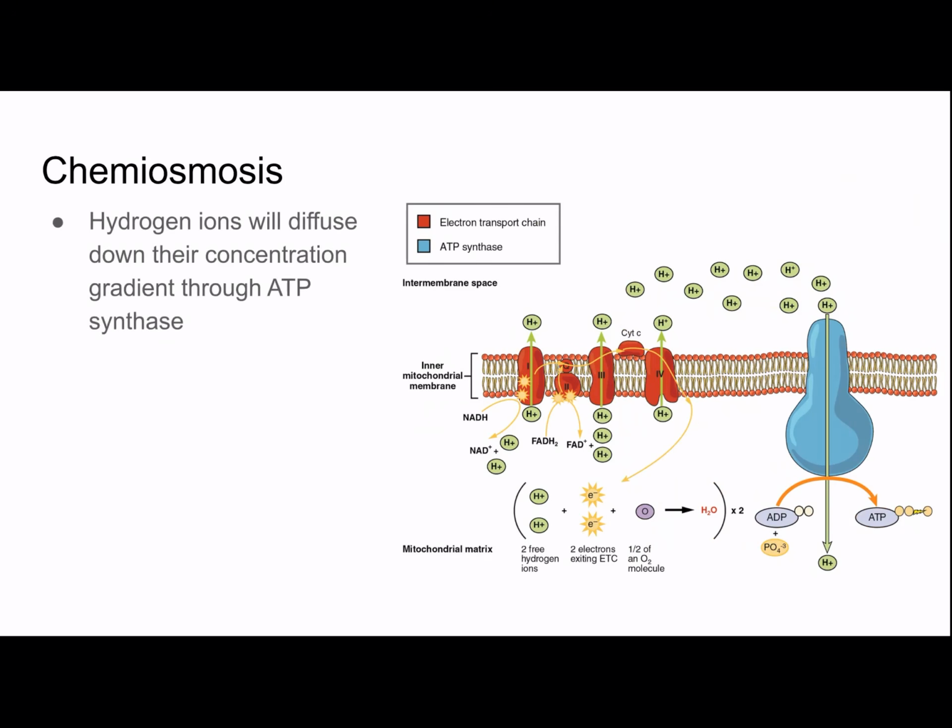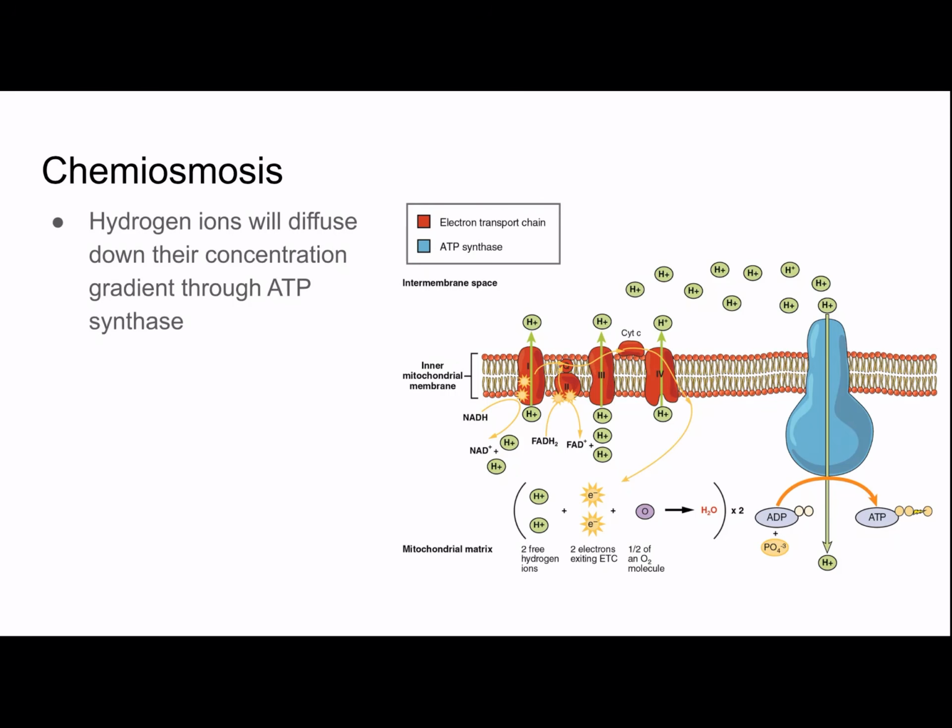Chemiosmosis. Hydrogen ions will diffuse down their concentration gradient through ATP synthase. So remember, we said in the last slide, they were pumped against their concentration gradient, so now they want to diffuse back. And they will diffuse through ATP synthase.